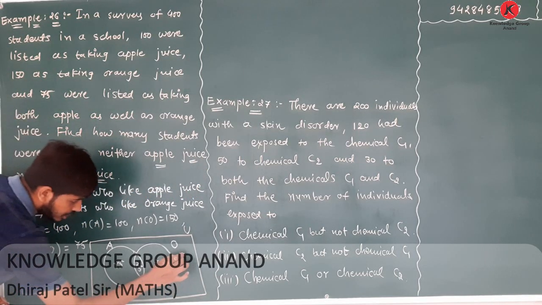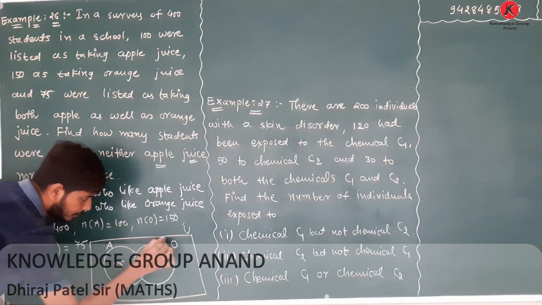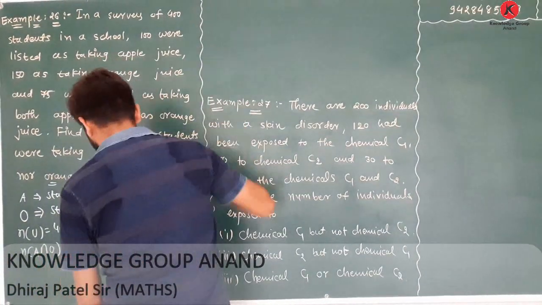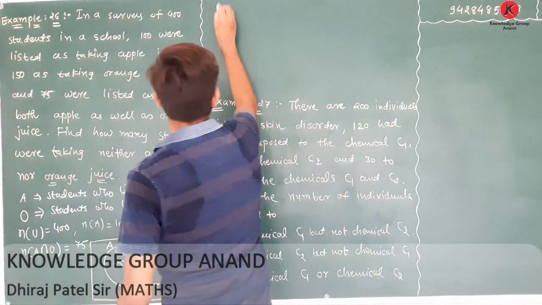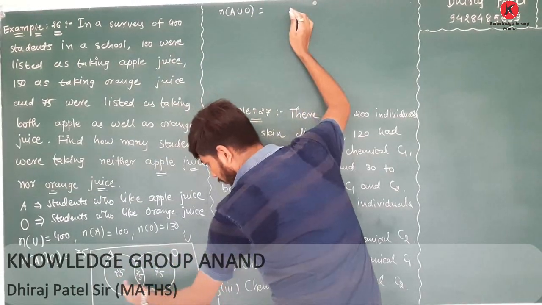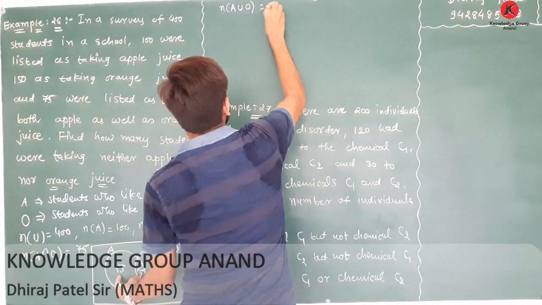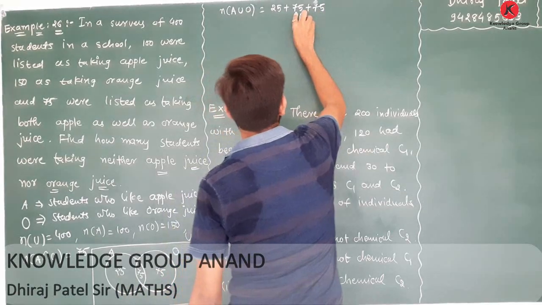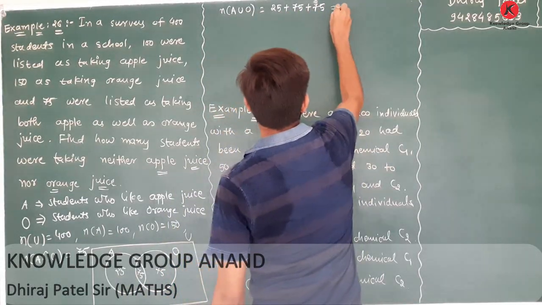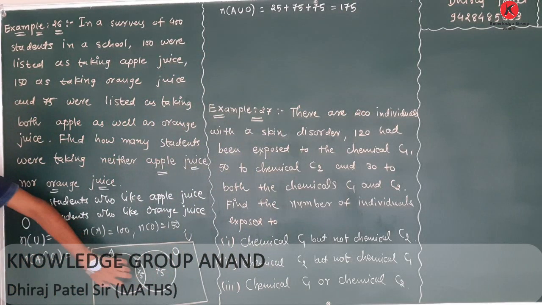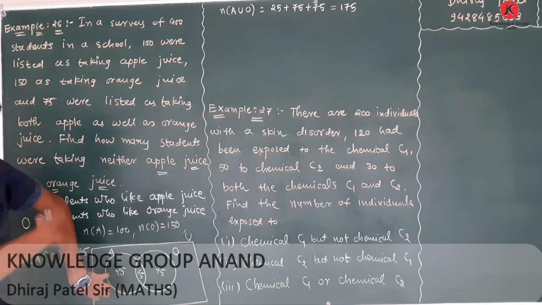Therefore, the rest portion, that means this portion, represents the students who like neither apple juice nor orange juice. Clear? Now, first of all I am finding the total number of students in A union O, which equals 25 plus 75 plus 75. Simplify this: 75 plus 75 is 150, plus 25 is 175. Therefore, 175 students like apple juice or orange juice.